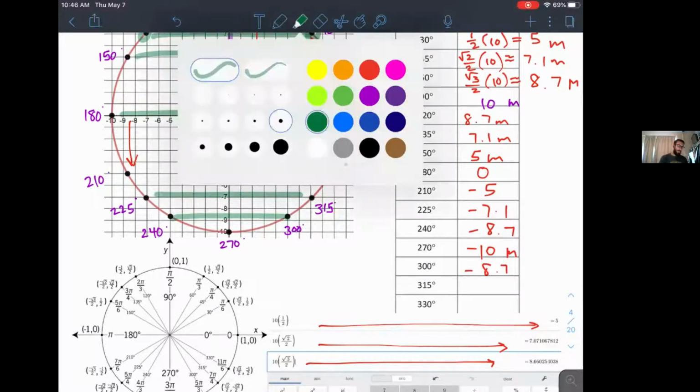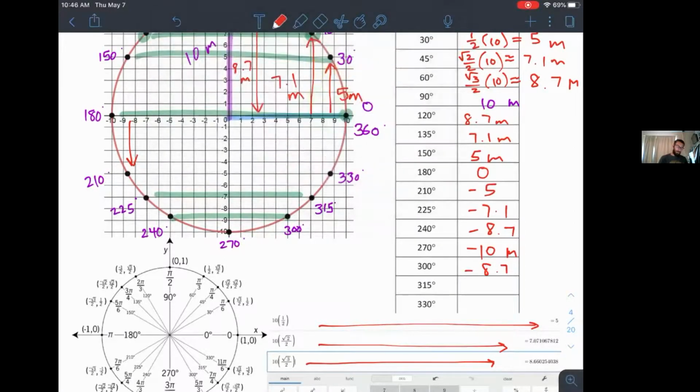225 is 315. So for 315, all I'm going to do is literally just take what I got at 225 and paste it on down. And last but not least, 330 was at the same exact height as 210. So you get the idea, 210 is at -5 right there.